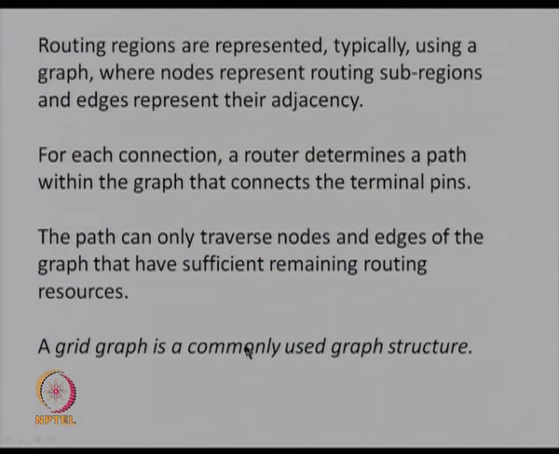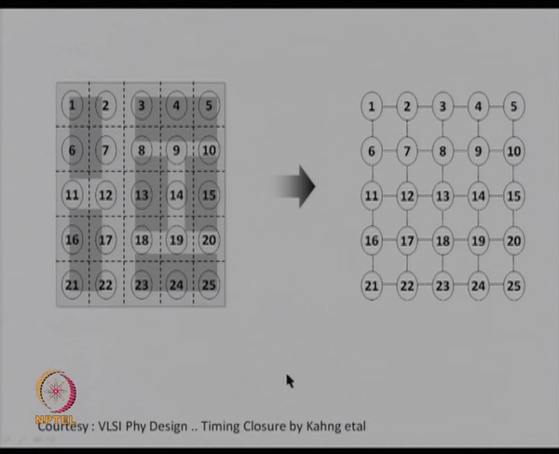One of the specific kinds of graph used in global routing is the so-called grid graph. This grid graph is a commonly used graph structure, and the example is over here. This example is from Kang's book. So the whole chip area is divided into this grid. The size of the grid will be chosen appropriately. If you want to use this idea for global routing, essentially for coarse approximate routing, then the grid can be coarse. If you want the grid graph to be used for detailed routing, where we want a more accurate idea, then the grid should be much finer.